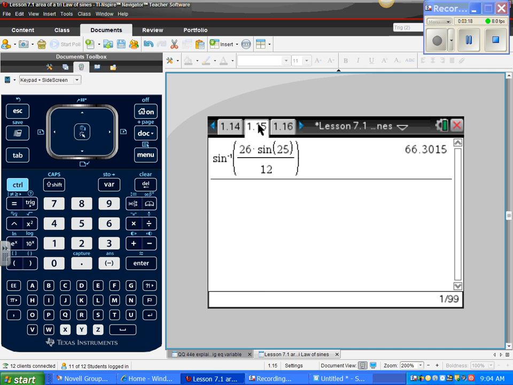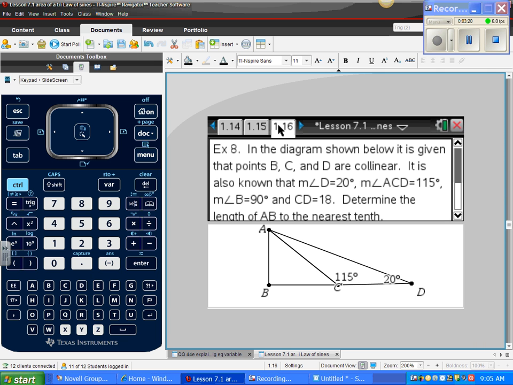Let's take a look at the next one. Okay, so in the diagram shown below, it is given that points B, C, and D are collinear. What does collinear mean? On the same line. It is also known that the measure of angle D is 20, the measure of angle ACD is 115, and the measure of angle B is 90, and CD is 18. Determine the length of AB to the nearest tenth.